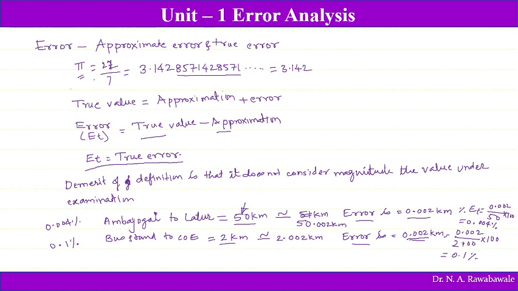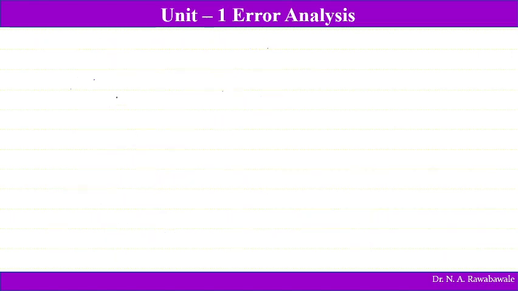So relative error is defined as the ratio of error to the true value, into 100.